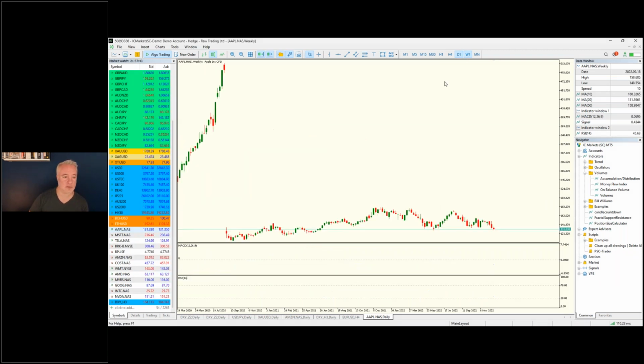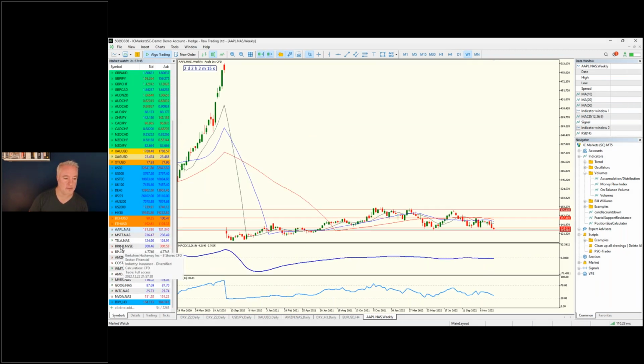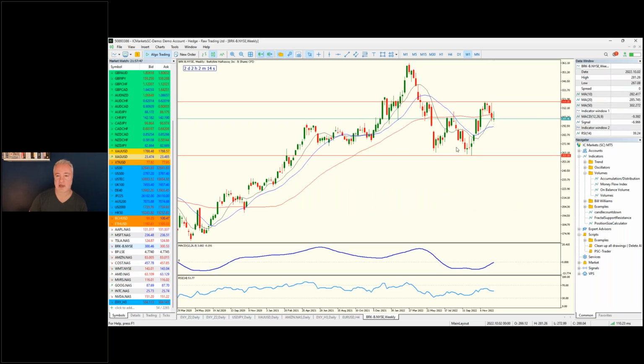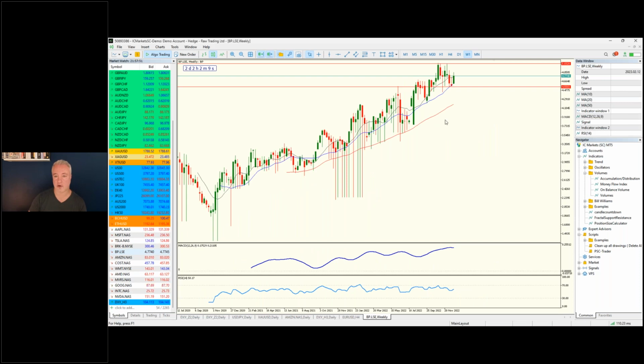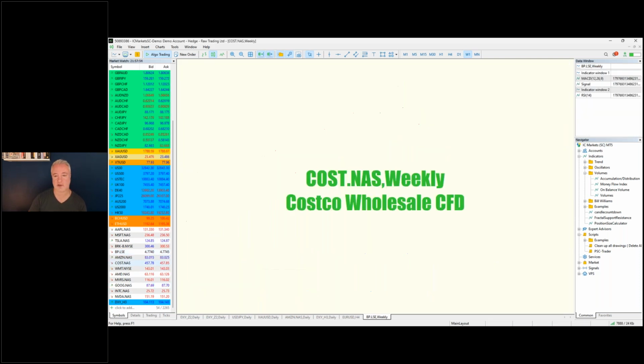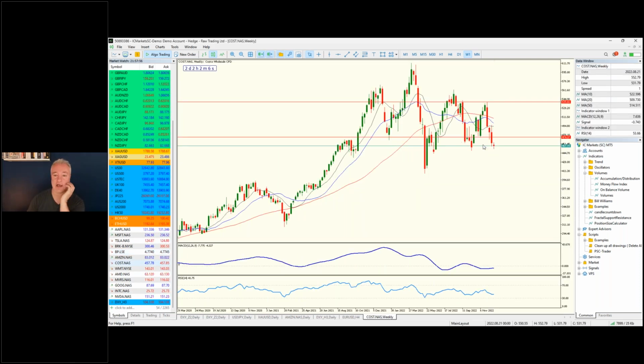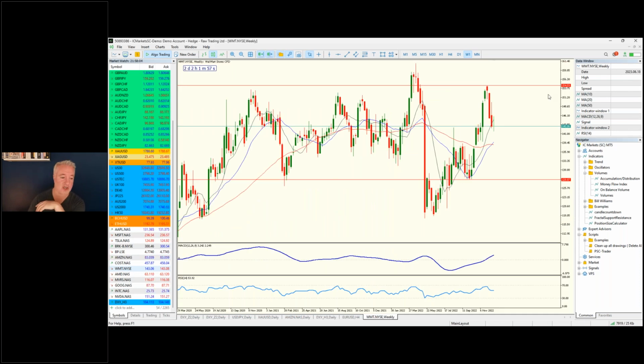Let's look at a few of the others. So we've got Berkshire Hathaway. That's okay. Good recovery. BP, crude oil stuff, energy stuff. That's fine. Costco also looking like it could be ready for a bigger sell-off down to here if that's the case. Walmart doing okay. Really doing okay considering.